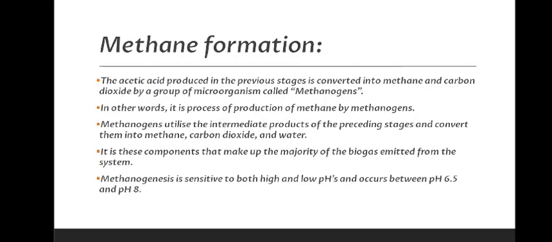Methane formation. The acetic acid produced in the previous stages is converted into methane and carbon dioxide by a group of microorganisms called methanogens. In other words, it is the process of production of methane by methanogens. Methanogens utilize the intermediate products of the preceding stages and convert them into methane, carbon dioxide and water. It is these components that make up the majority of the biogas emitted from the system. Methanogens are sensitive to both high and low pH and occur between pH 6.5 and pH 8.